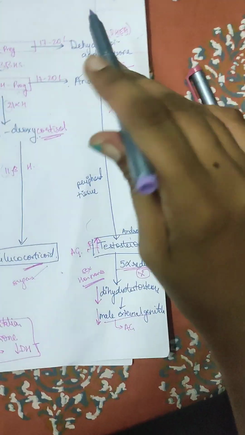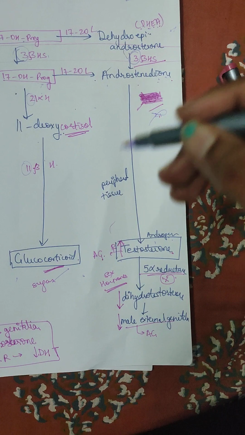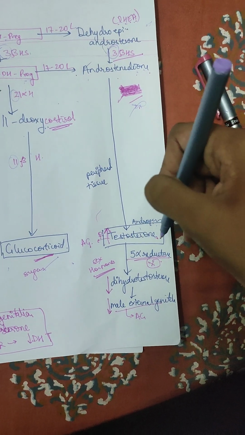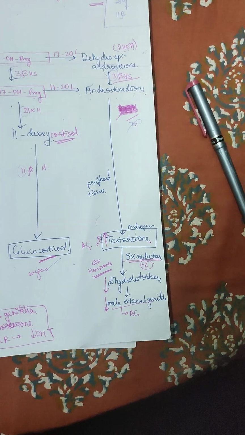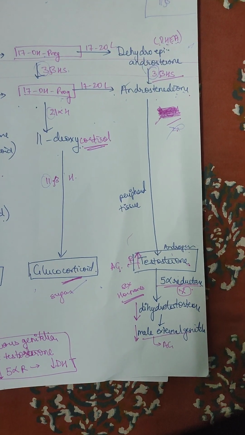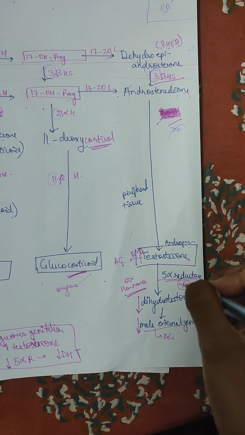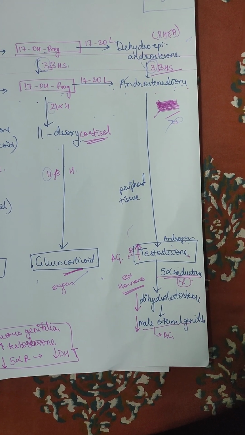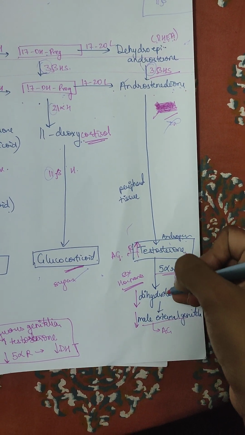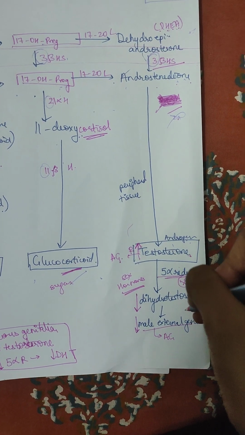Now testosterone doesn't stop that way as well. What happens is 5-alpha reductase will form dihydrotestosterone. Why is it important over here? Because if there is a deficiency of 5-alpha reductase, what will happen? Dihydrotestosterone will decrease, and this dihydrotestosterone is responsible for male external genitalia.